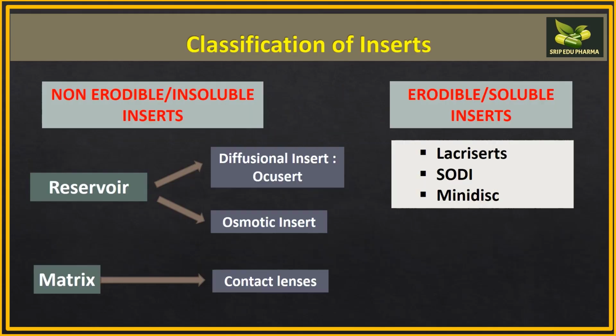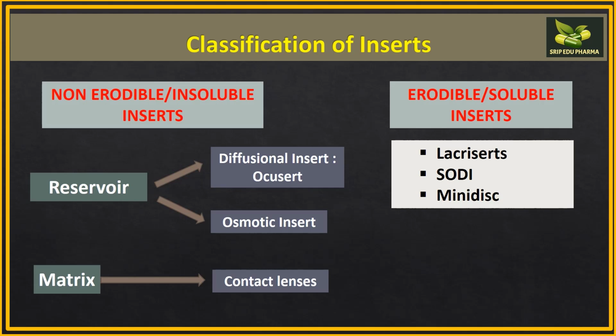When we see the classification of inserts, they are in two categories: non-erodible or insoluble inserts, and second is erodible or soluble inserts. We have made a separate video for you on OcuSerts. You can go and have a look at that. So we will not be going into detail on these OcuSerts, but others we will be discussing. When we see the types, non-erodible are of two types: reservoir and matrix type. An example of reservoir is the diffusional insert, that is OcuSert, and the second one is the osmotic insert. And for matrix, the example is contact lenses.